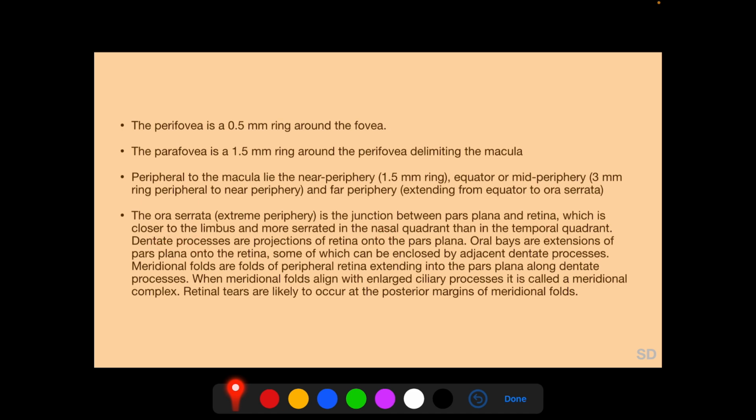Dentate processes are projections of the retina onto the pars plana. Oral bays are extensions of the pars plana onto the retina, some of which can be enclosed by adjacent dentate processes. Meridional folds are folds of peripheral retina extending into the pars plana along dentate processes. When meridional folds align with enlarged ciliary processes, it is called a meridional complex. Retinal tears are likely to occur at the posterior margins of meridional folds.